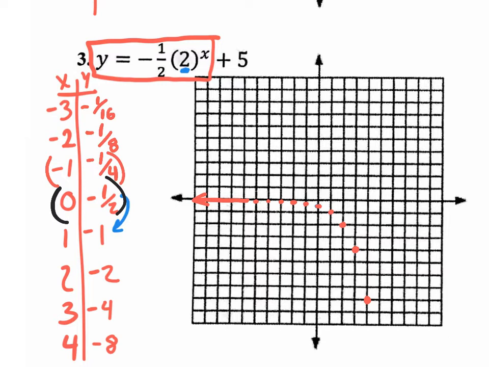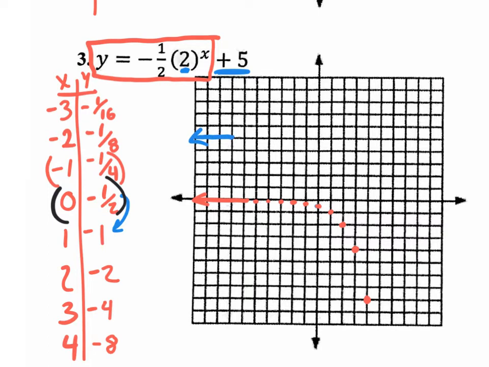Now, if I want my actual complete graph, I need to take into consideration the k value of +5. So I'm going to shift this whole graph where? Up 5 units. So you see the asymptote right here that used to be the asymptote y equals 0? Now it's going to be the asymptote y equals 5. 1, 2, 3, 4, 5. So here's my new graph in blue.